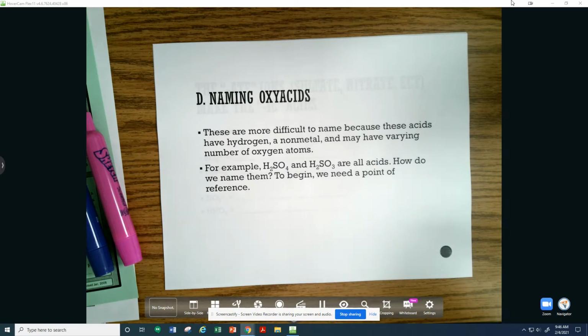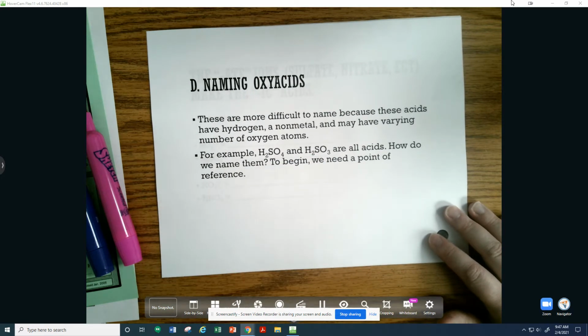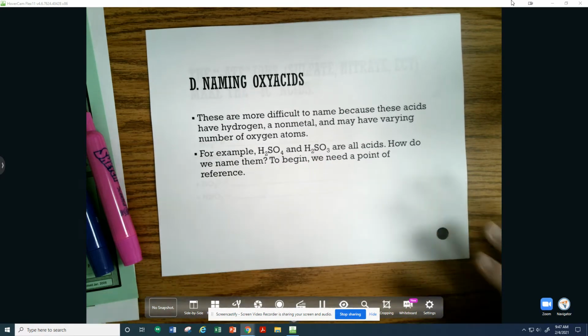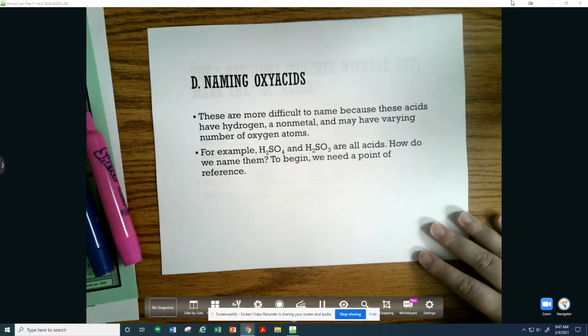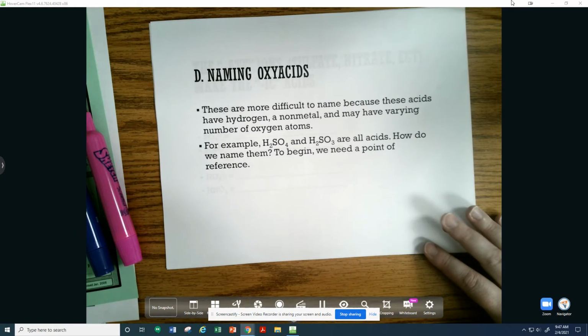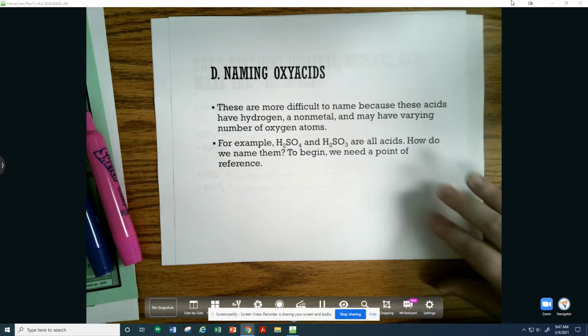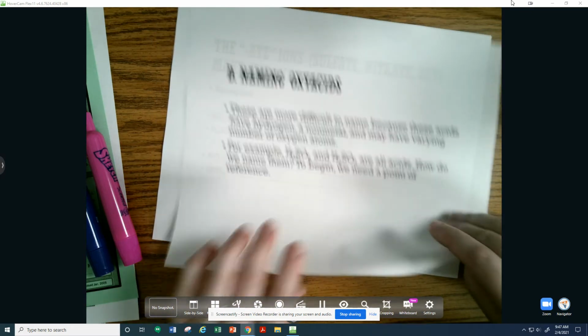Oxyacids are subdivided into two types because there's a little bit more going on because of the polyatomics that are involved, because we're now introducing things with oxygen. So here's two examples, H2SO4 and H2SO3. These are both acids, and so the SO4 we recognize as the sulfate polyatomic and SO3 as the sulfite. We have to have a way to distinguish them because they have a different number of oxygen. Therefore, they're going to have some different properties.